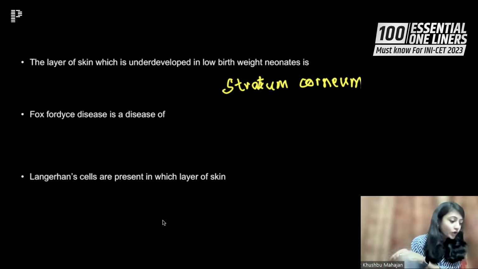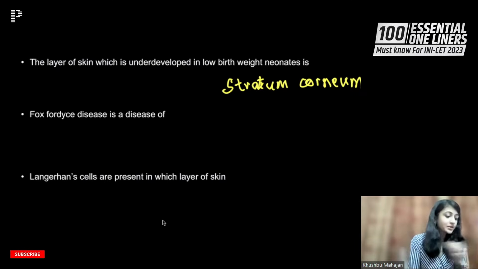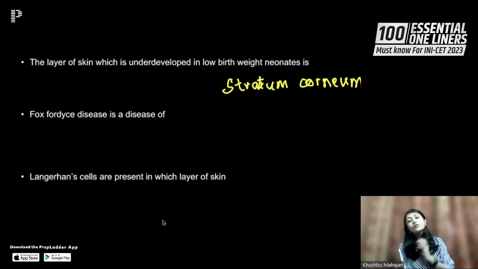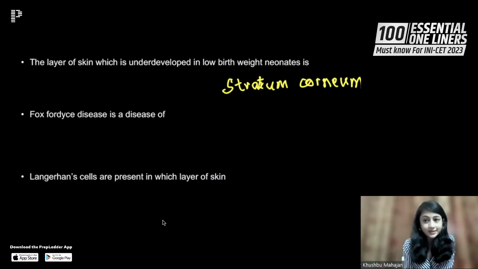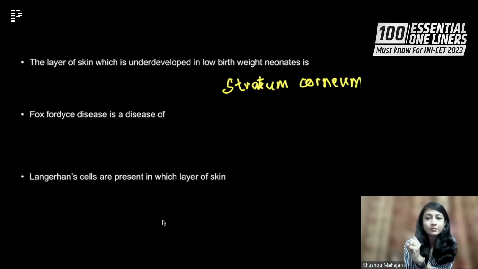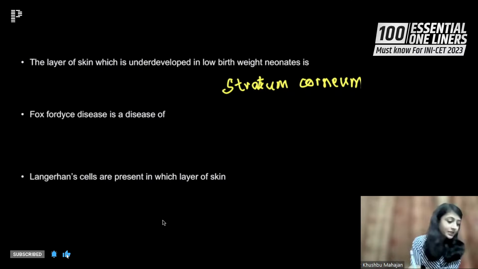Okay, next question. Fox-Fordyce disease is a disease of... Give me some answers on that. Okay, so here I caught you. Fox-Fordyce disease is not a disease of sebaceous gland. Fordyce spots are disease of sebaceous gland. What is Fox-Fordyce disease? I'll give you some hints. It's seen in pubertal females. It is seen in the axilla. It appears as mildly pruritic skin-colored papules in the axilla.